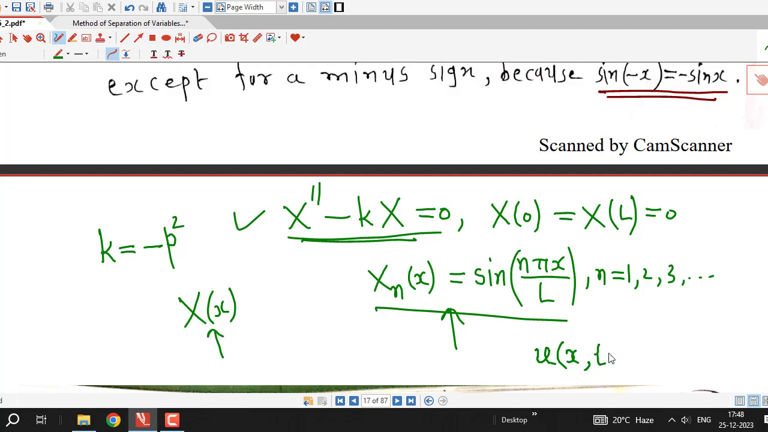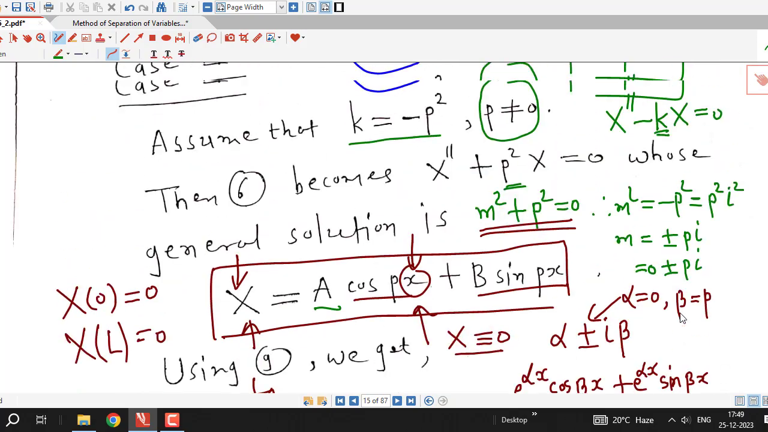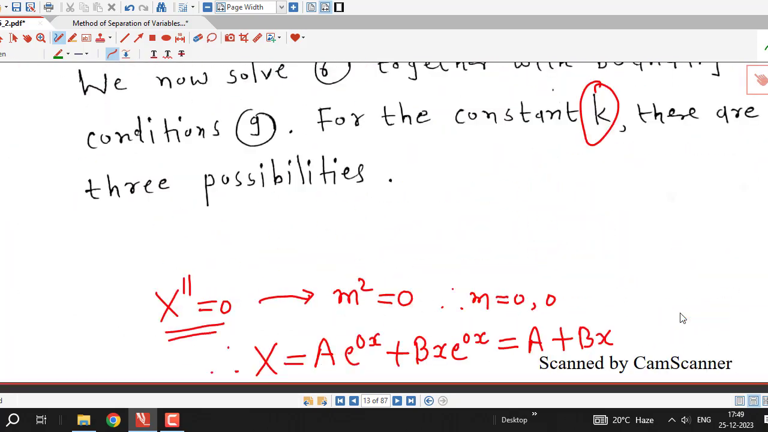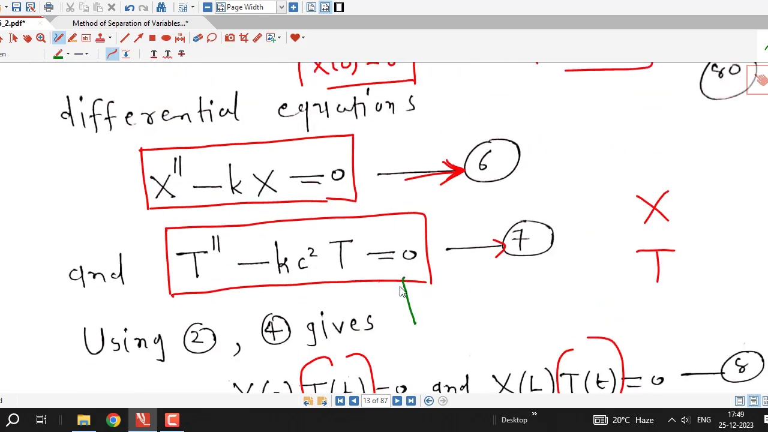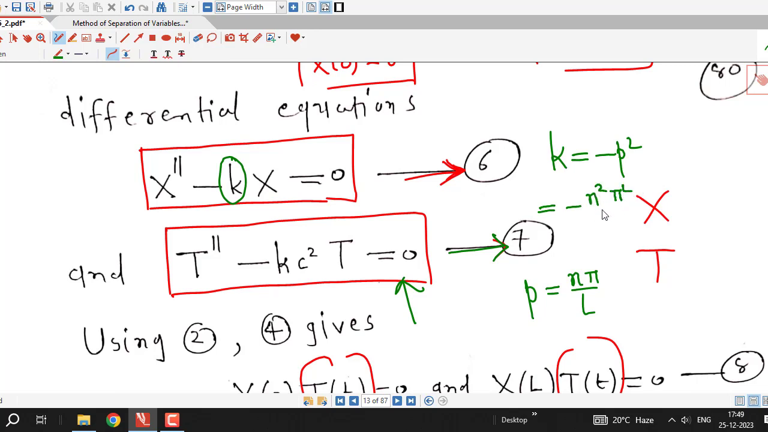Our aim is to determine the u, which is deflection, and it is the product of capital X and capital T, and we have obtained capital X. Now we try to solve another equation which is in the other function capital T, which is a function of time t. Now we try to obtain that function. So for that we have to solve this equation number 7, and we have obtained the non-zero solutions for equation 6 in the case of k equal to minus p square, and we find that p is n pi over l. So we will put k equal to negative of p square, that is negative of n square pi square over l square, in this equation, and then we will solve it.